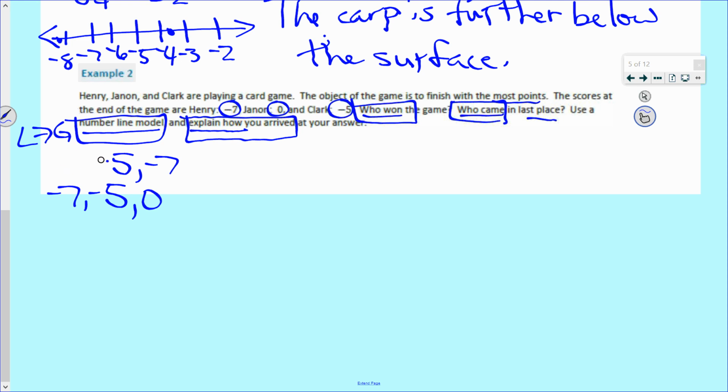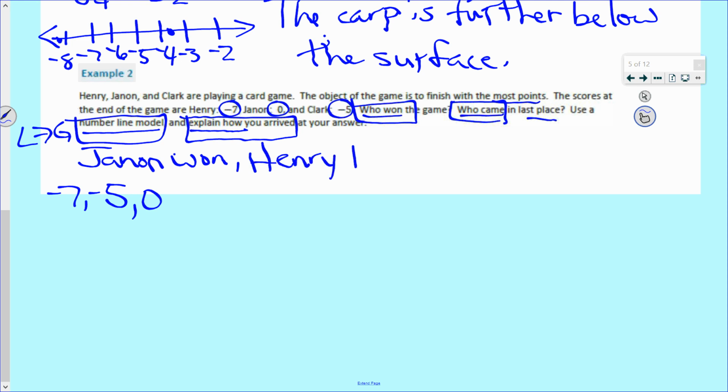So for all of you I see madly erasing, sorry, I'm not going to just point stuff out to you. You've got to understand why you're making errors. Okay? So yes, that would be the actual order. So can we now start to answer? Who won? First one 0. Which was? 4. So Janon won. Who lost the game? Who came in last place? Henry. Henry lost.